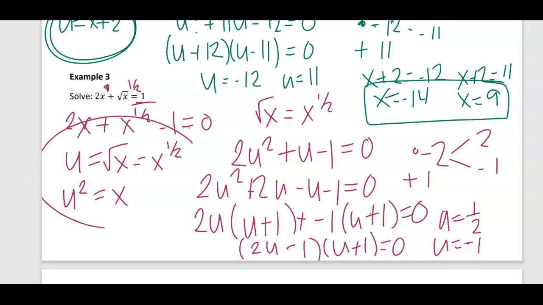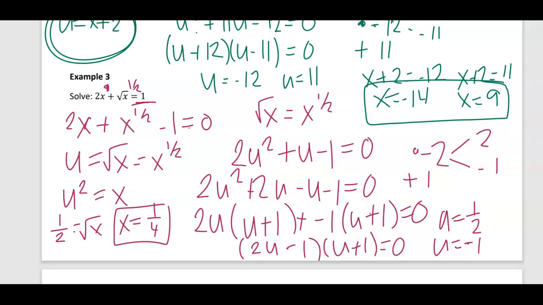But remember, we have to go back over here, right? So let's look at plugging those in. If u equals 1/2, and I square both sides, then that means x must be 1/4 there. And if u equals negative 1, there's not going to be a solution for that one, because I can't take the square root of something positive and get something negative. So that's going to be my only solution.